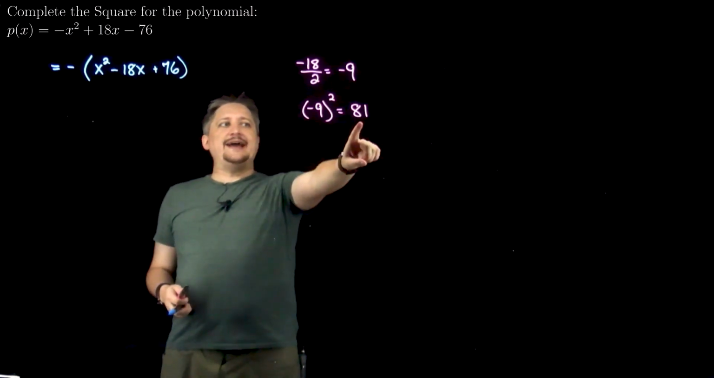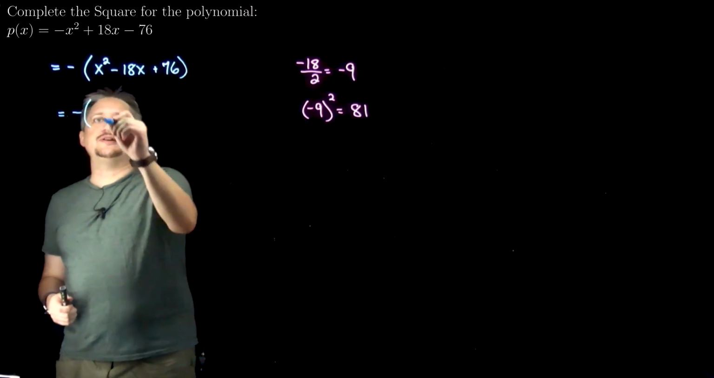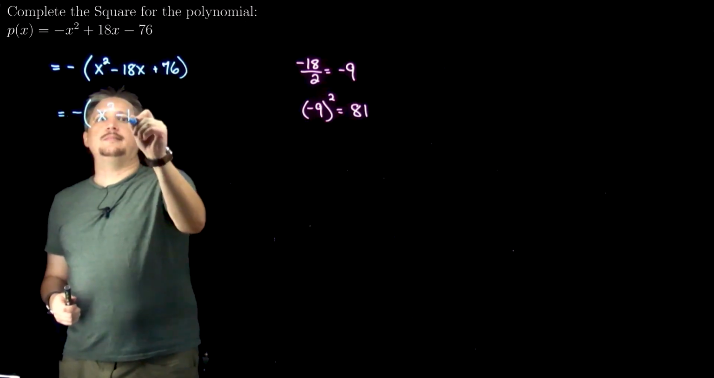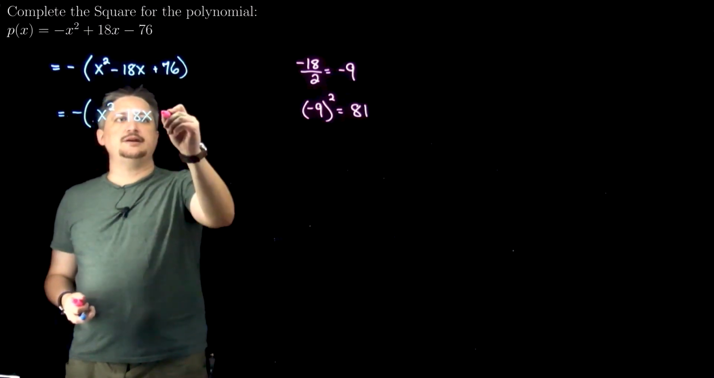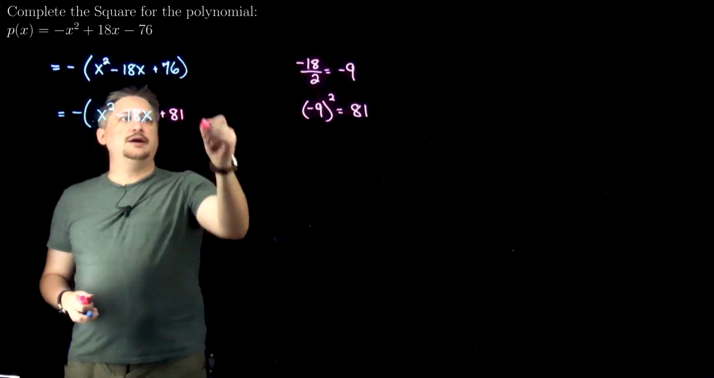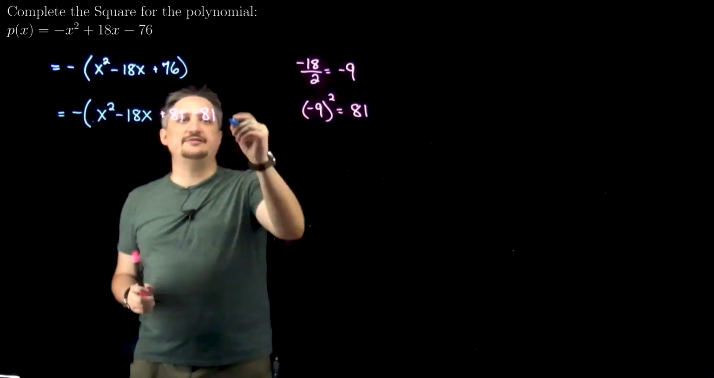So what I'm going to do is add and subtract that 81. I still have the negative sitting out there. I have an x squared minus 18x, but now I'm going to add 81 and then subtract 81. And then I still have that 76.